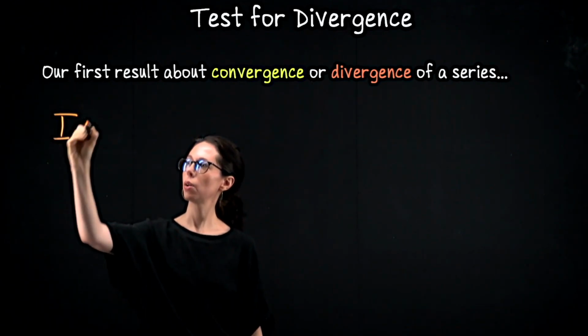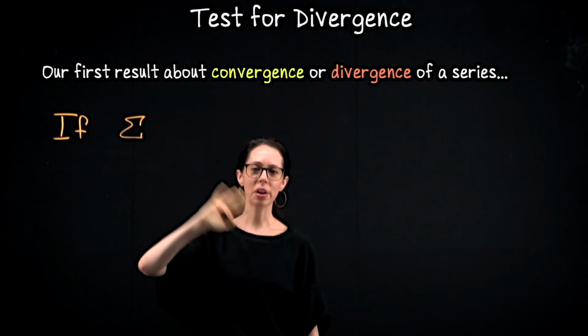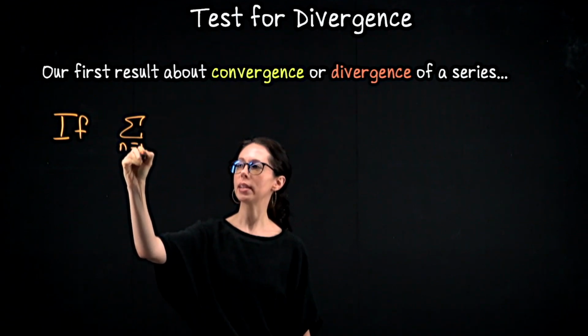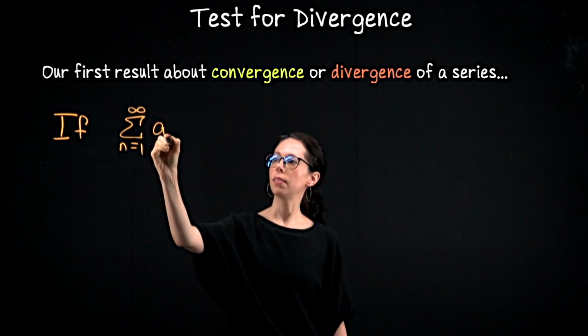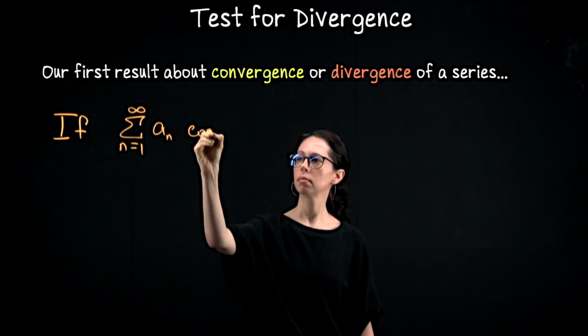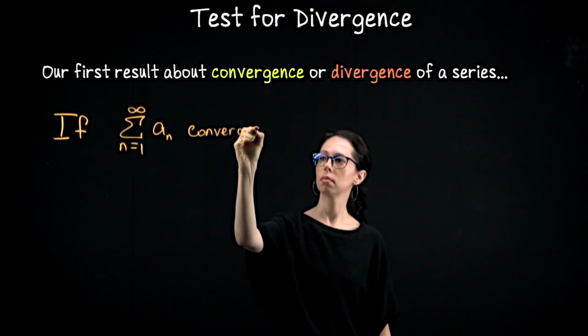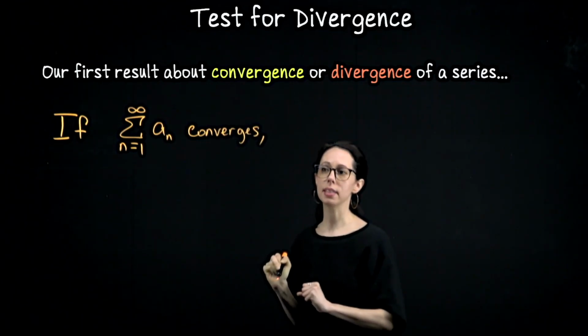If we have an infinite series, which I could write n equals 0, n equals 1. Let me just say n equals 1. The lower index here never will matter. If the series of terms of the form a sub n converges, then the limit of these terms that we're adding up is 0.